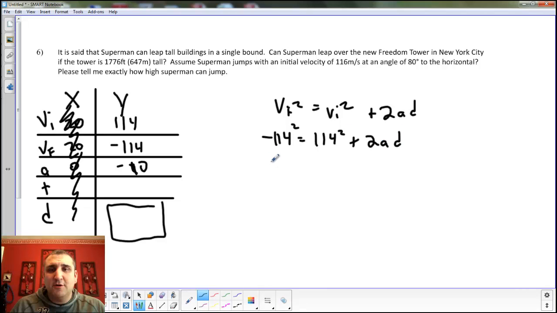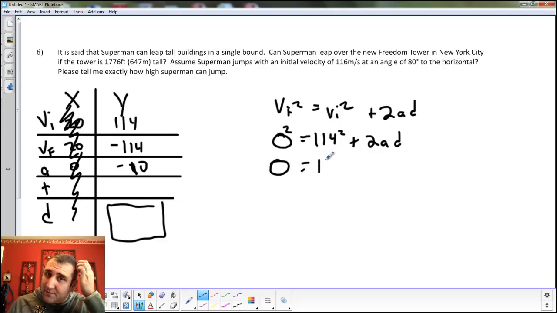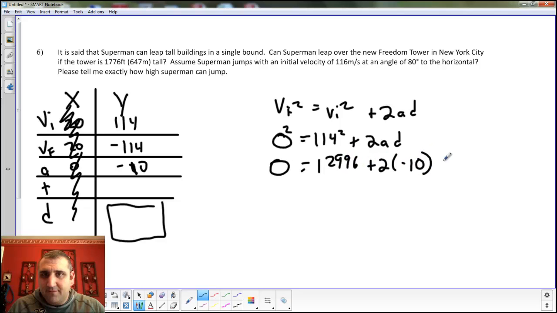These are going to give me some really big numbers. But I did it, and I'm going to subtract everybody, so I'm just going to simplify this out. Oh geez, I'm just kidding. VF is 0. I'm wondering if it actually wasn't as big of a number as I thought it was going to be. So 0 squared equals 114 squared plus 2ad. And 114 squared is actually 12996 plus 2 times negative 10 times d. So how do I get rid of this? Well, if I'm adding it to this stuff and I want to isolate the d, I have to subtract it from both sides.